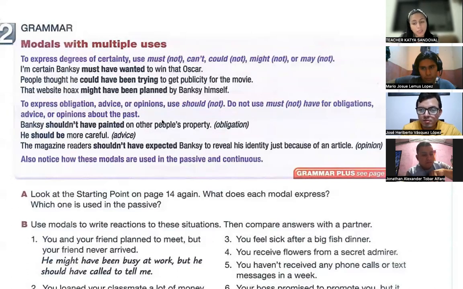No comments? What do you put, Jonathan? Teacher, I didn't do this exercise. Oh, okay. And you, Mario, what do you put in number 5? You may have been rude, and that's why nobody wants to talk to you, right? That can be possible, okay?